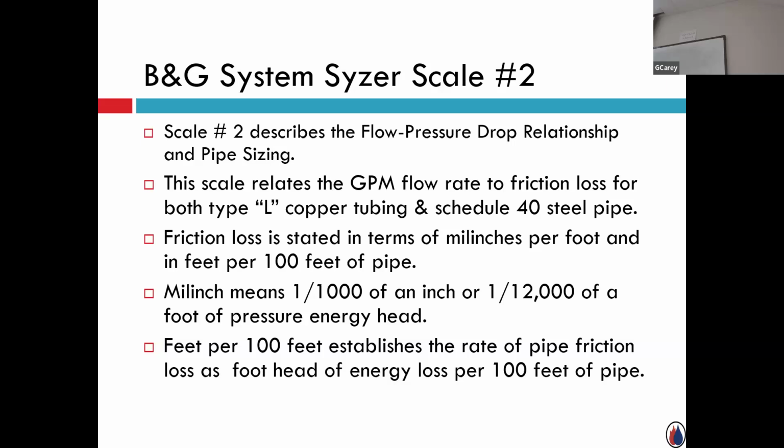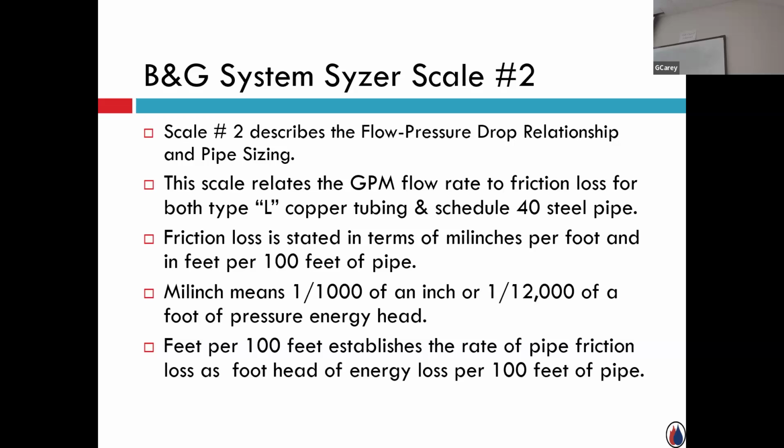Scale 2, it's just moving along. It's talking about, hey, now that I know the flow rate, what size pipe do I need? And when I pick the right size pipe, what's the pressure drop? What's the corresponding pressure drop? Now, back in the day with these wheels, they were limited to two types of pipe that they referenced, if you will. The friction loss for both type L copper and schedule 40 steel.